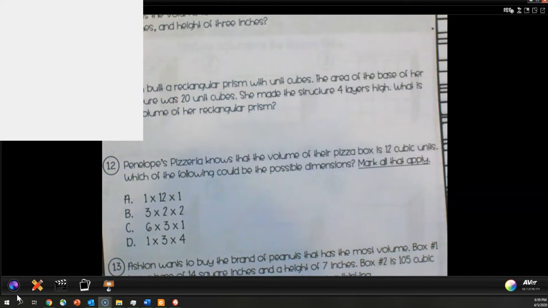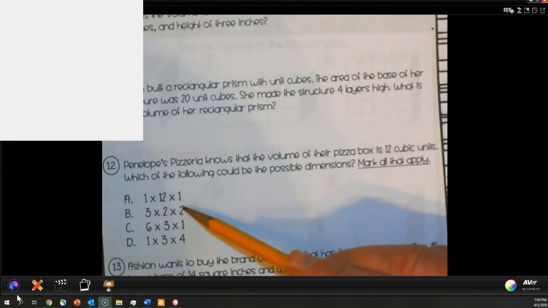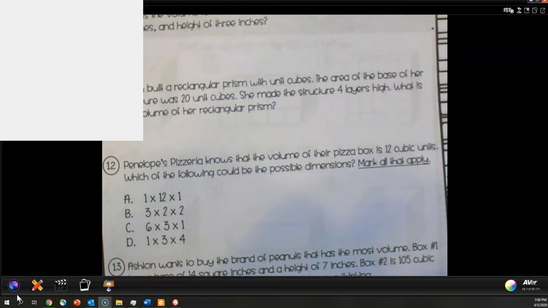You're going to be doing the same thing for number 11, making sure you use an answer sentence. Now, number 12, it's a multiple choice, but there may be more than one right answer. On this one, they want to know the volume of the pizza box that has 12 cubic units. So they actually give you the volume. The volume is 12 cubic units. But if you remember, a box can be different sizes and still have the same volume. So why don't you think about which one of these dimensions could basically equal 12 cubic units? There might be more than one right answer here.